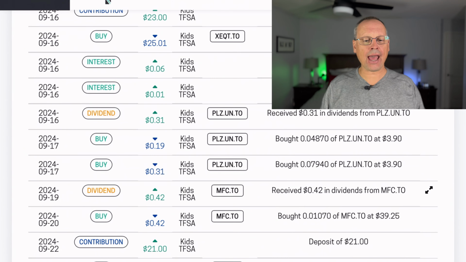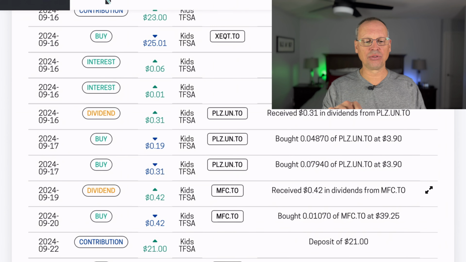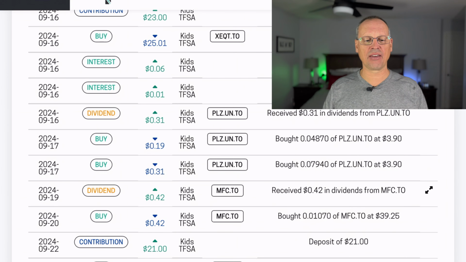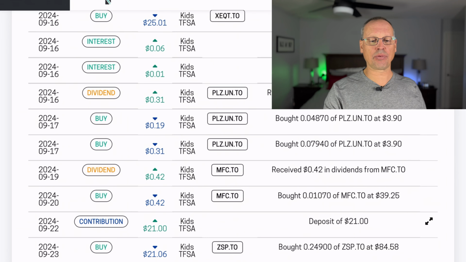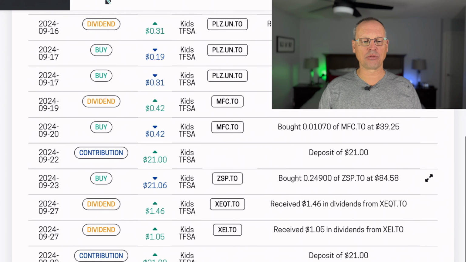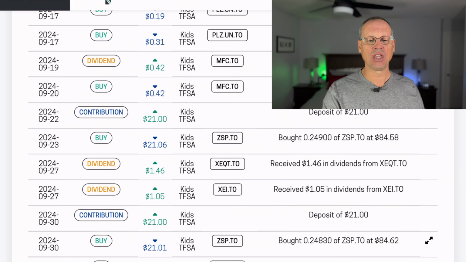All right, so we had Plaza REIT pay out a dividend of 31 cents. But because it's on stock lending, when you look in here, you're going to see 2 different buys. And that's because they manufacture a dividend. So the total purchase was 19 cents and 31 cents reinvested as a fractional buyback into Plaza REIT. Manulife paid out 42 cents, which was then dripped right back in.